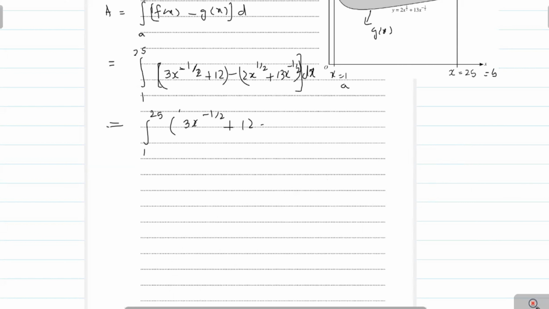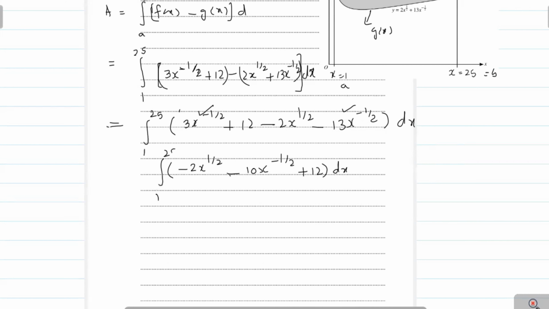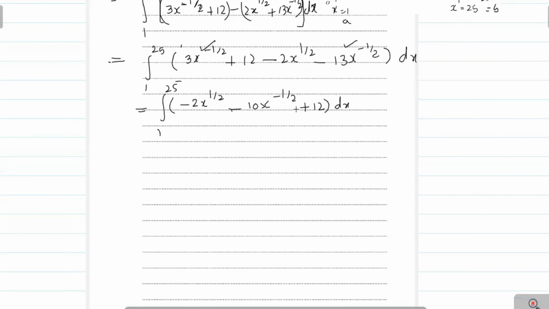Now we integrate the equation from 1 to 25: 3x power minus 1 over 2 plus 12 minus 2x power 1 over 2 minus 13x power minus 1 over 2 dx. Combining like terms, 3x power minus 1 over 2 minus 13x power minus 1 over 2 becomes minus 10x power minus 1 over 2 plus 12 into dx, and 1 to 25 is the limit of this integration.